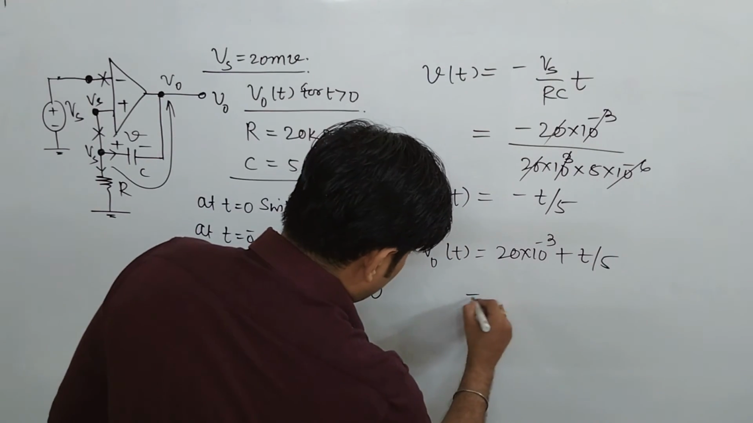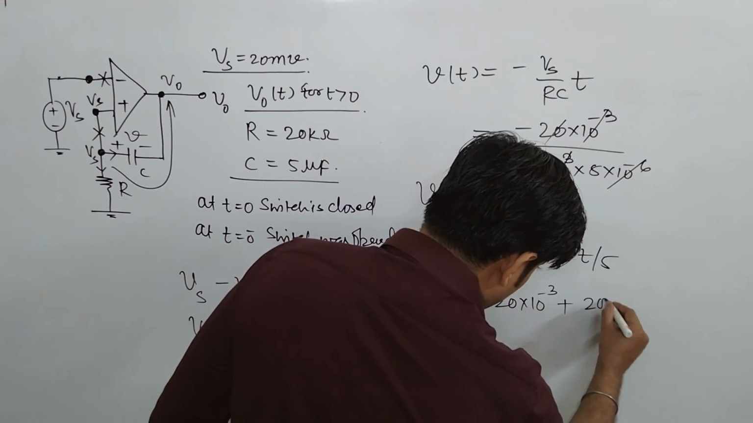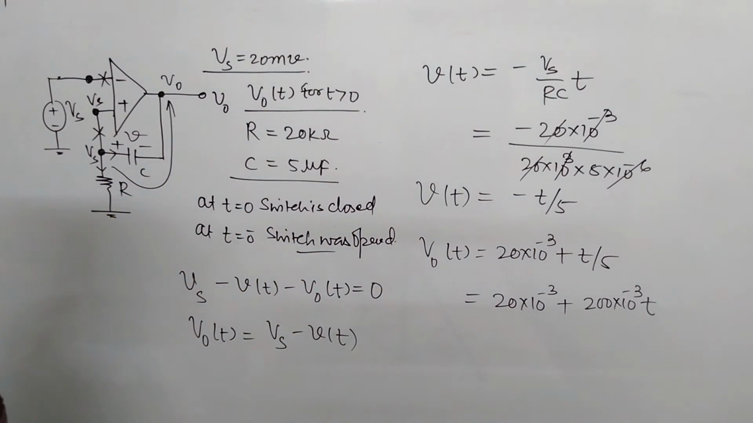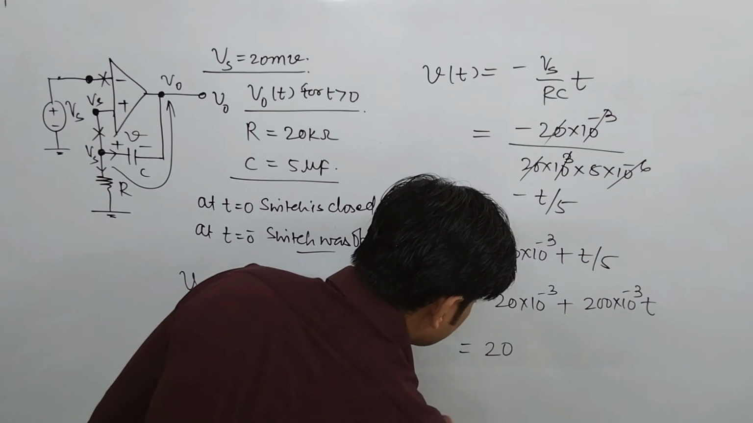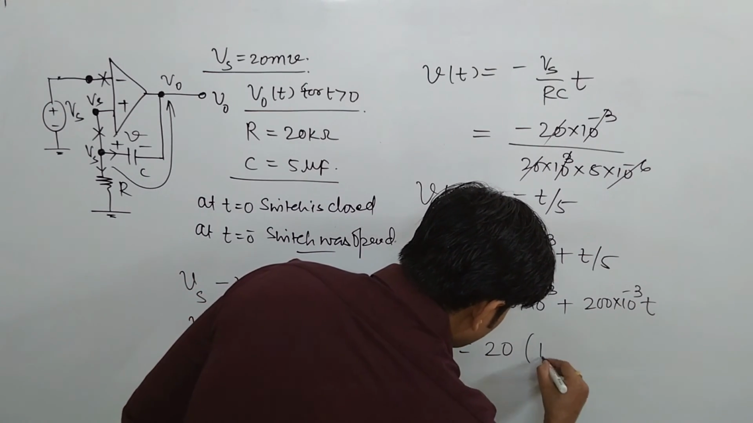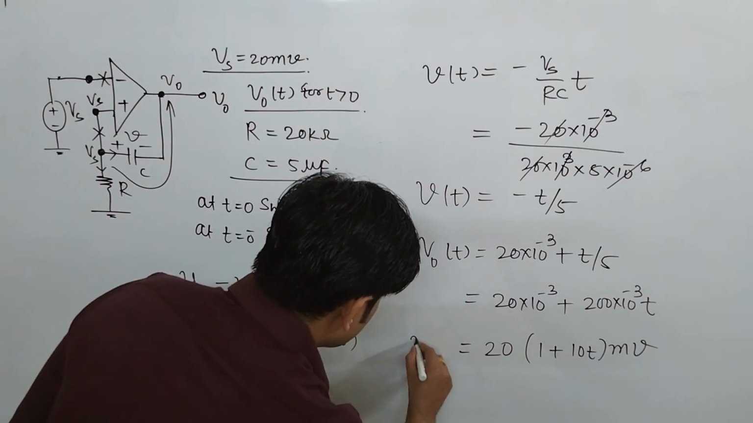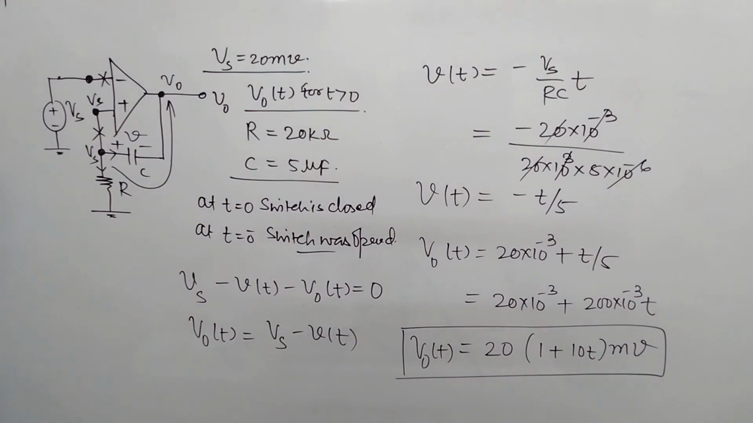If I solve, it is 20 into 10 to the power minus 3; should I write it as 200 into 10 to the power minus 3 t? Please see. Yes, it is 0.2. So from here, if you take 20 millivolt as common, that comes to be 1 plus 10t, in millivolt. So this is the answer for V0(t). This way we have found the value of V0(t). It is 20 times (1 plus 10t), in millivolt.